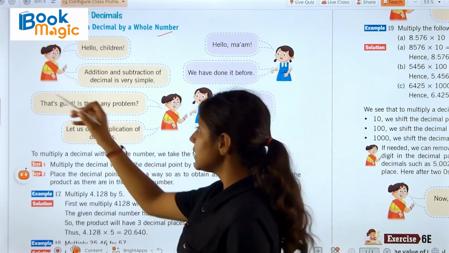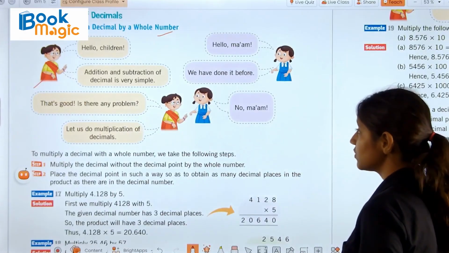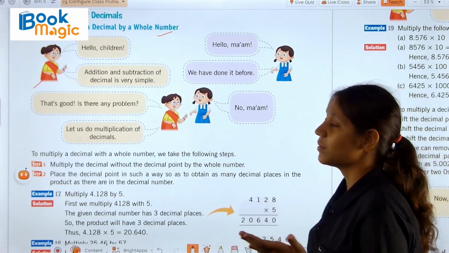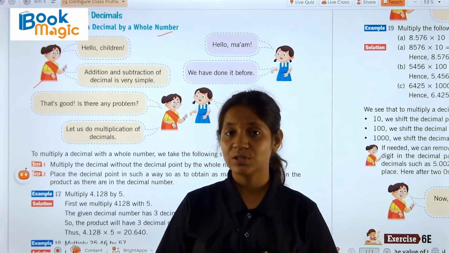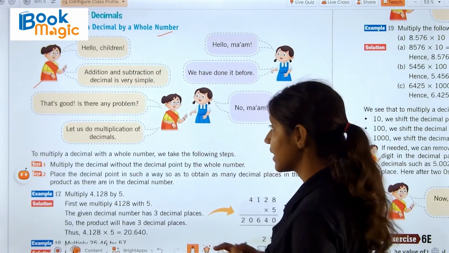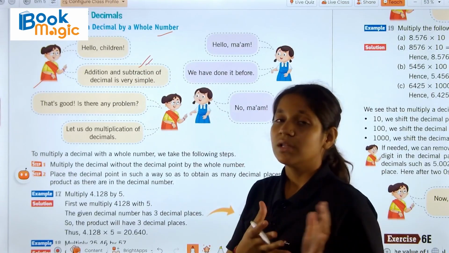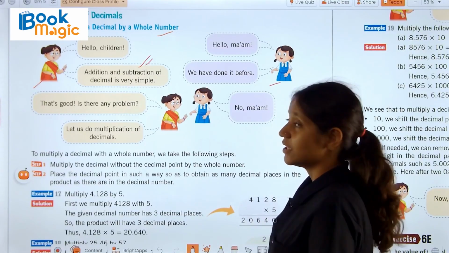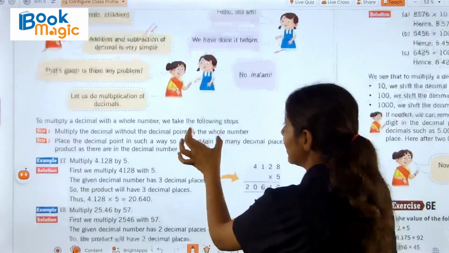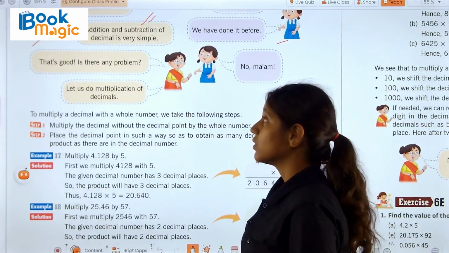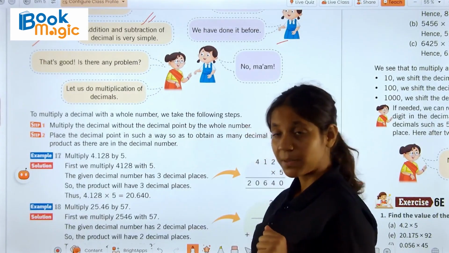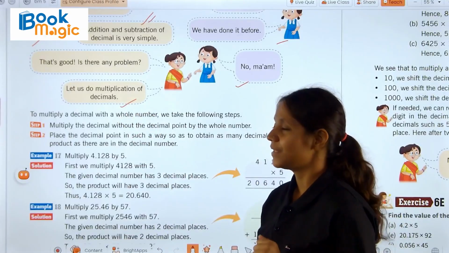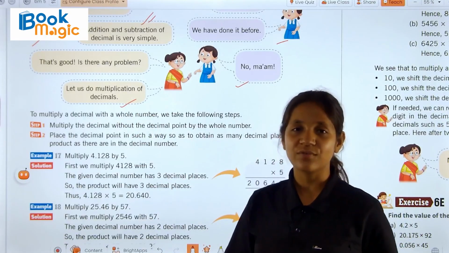So it is easy. Teacher is saying, hello children. Student replies, hello ma'am. Then teacher said, addition and subtraction of decimal is very simple. Addition and subtraction of decimal तो बहुत ही easy था क्योंकि हम तो बहुत बार कर रखा है, because they are totally same to the addition and subtraction of ordinary numbers. Now student replies, we have done it before. Yes ma'am, हमने उसे कर रखा है. Then teacher said, that's good. Is there any problem? क्या कोई problem आई? Then student replied, no ma'am. After that teacher said, let us do multiplication of decimals. तो चलो multiplication of decimals को करते हैं.